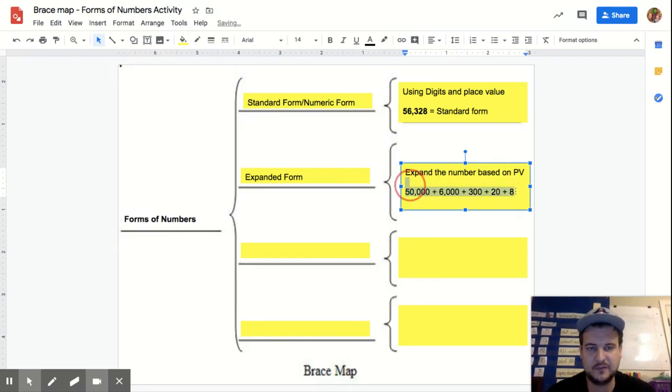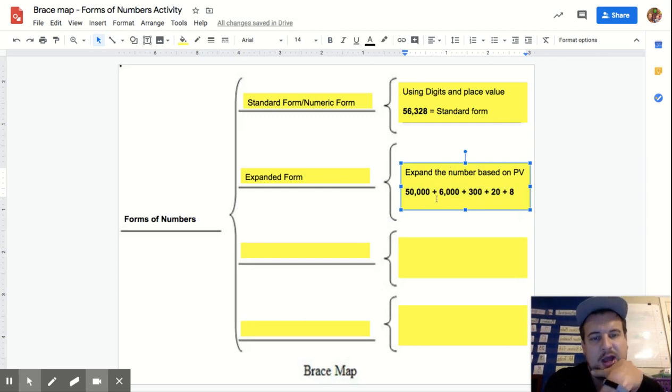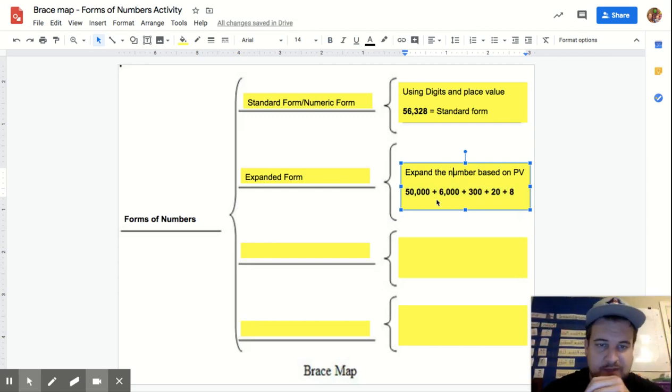This is expanded form. Expanded form is just when you take the number and you space it out based on place value, okay? So this is the same amount. Like if I said, I'm going to trade you 56,328 for your 50,000 plus 6,000 plus 300 plus 20 plus 8, it's the same exact thing. It would be a fair trade. So that would work. I mean, I don't know why you trade something when you already have it, but whatevs.